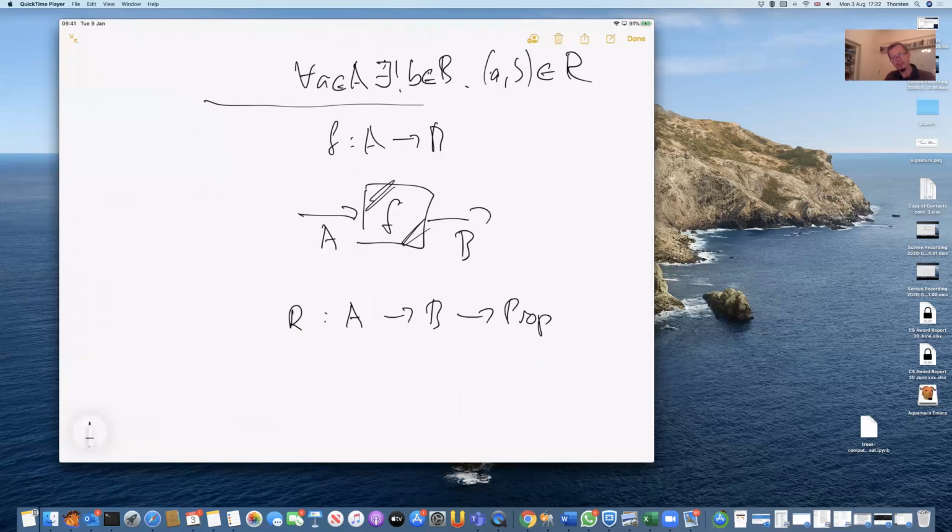And then I say, okay, what is a relation? A relation between A and B is something you feed. It's a machine, R. You feed it an A, you feed it a B, and out comes the proposition. So that's the view here.